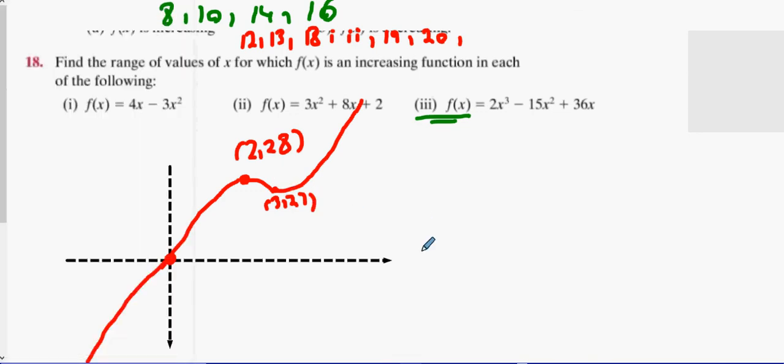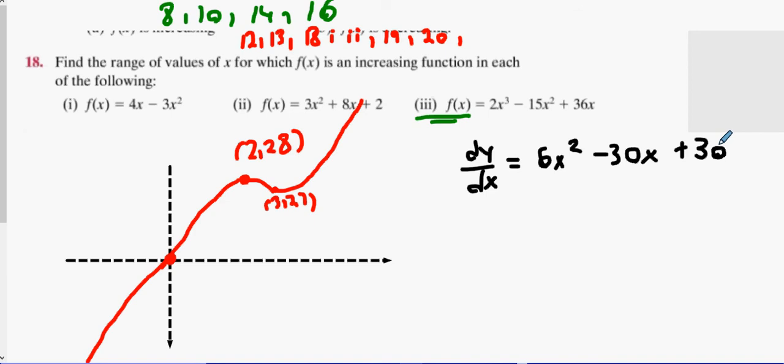So, all right, unusual. Let's roll with the punches here. All right, let's differentiate it once. Did anybody get 6x squared minus 30x plus 36? Everybody divide by 6 because we're going to put this equal to 0.